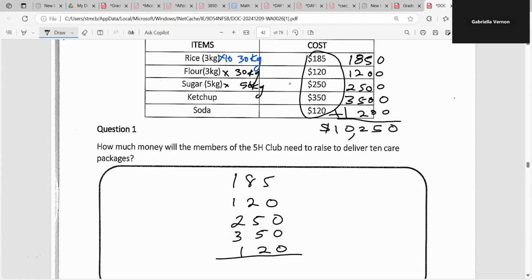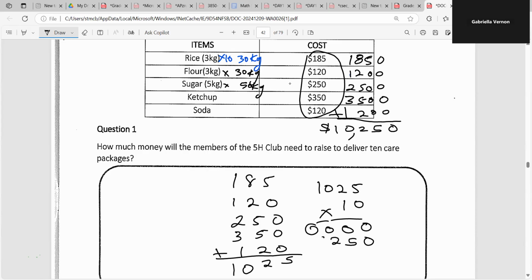Then 1 times 5 is 5, 1 times 2 is 2, 1 times 0 is 0, and 1 times 1 is 1. Then you're going to add 0 plus 0 is 0, 0 plus 5 is 5, 0 plus 2 is 2, 0 plus 0 is 0, and 1 stays the same. So the answer would be 10 care packages would cost 10,250.